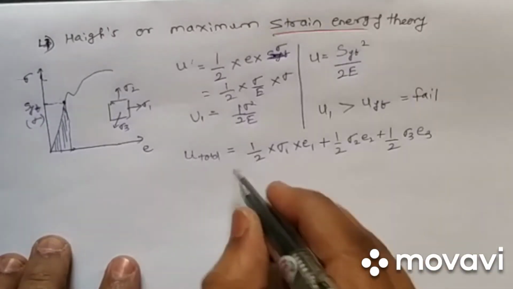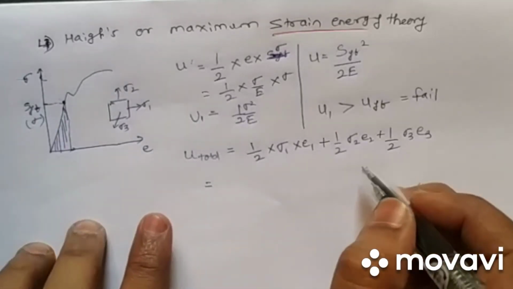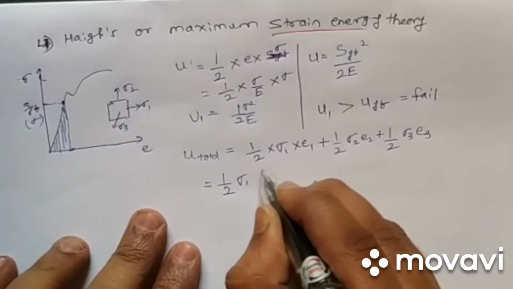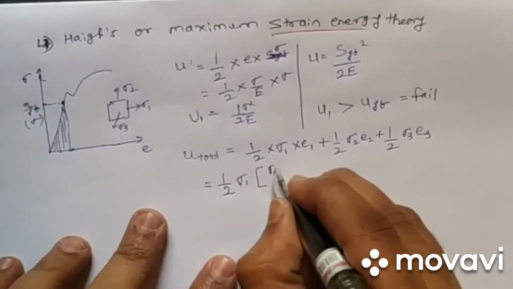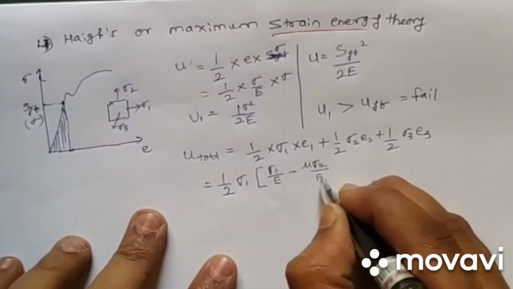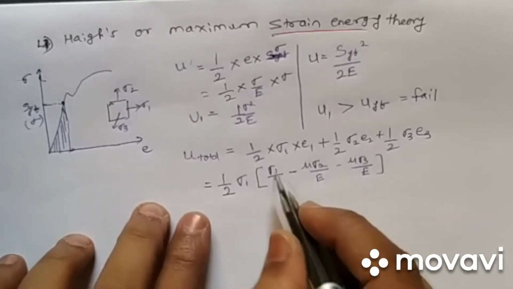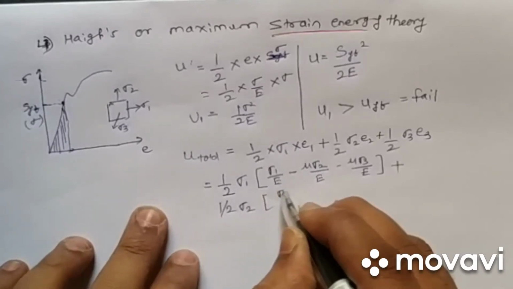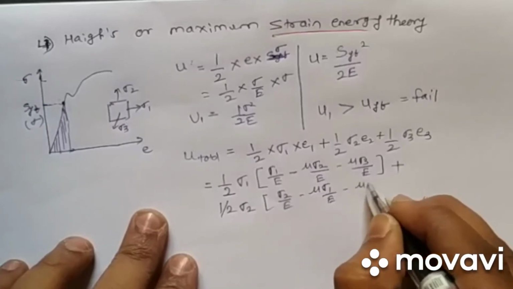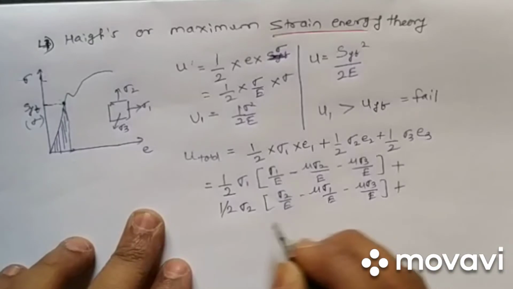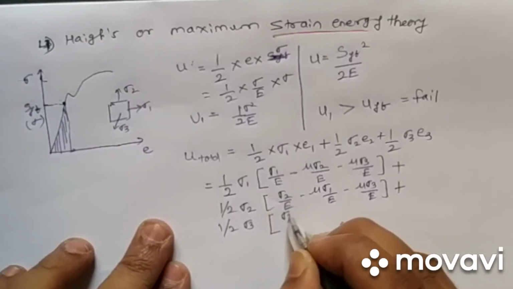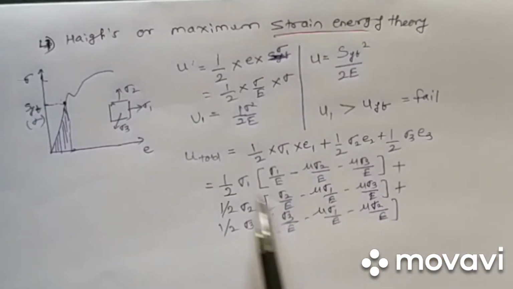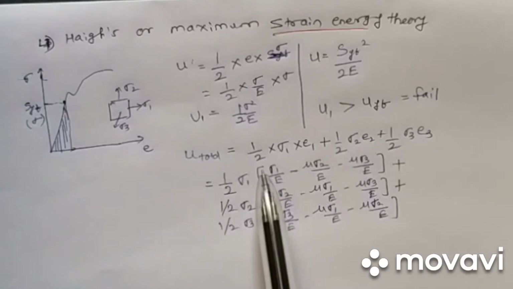In the previous example we saw E1, so we can write the first term as 1/2 into sigma 1 into sigma 1 by E minus mu times sigma 2 by E minus mu times sigma 3 by E. Then plus 1/2 into sigma 2 into sigma 2 by E minus mu times sigma 1 by E minus mu times sigma 3 by E, plus 1/2 into sigma 3 into sigma 3 by E minus mu times sigma 1 by E minus mu times sigma 2 by E. So this is the total strain energy per unit volume of the body.